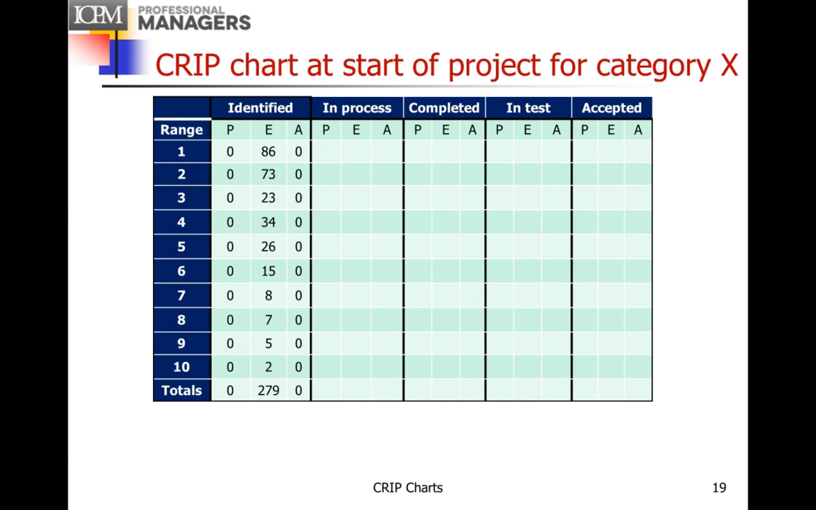So let's take a look at the CRIP chart at the start of a project for category X, whatever it happens to be. Our company made a bid based on an RFP, and we went through the RFP and figured out that there were 279 requirements in the different ranges, and we figured out what it would cost. We made an estimate, and our proposal was accepted.